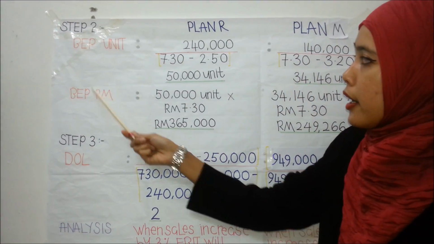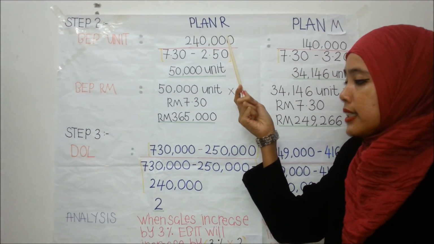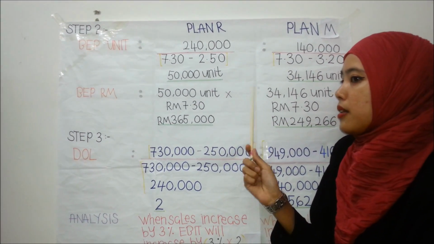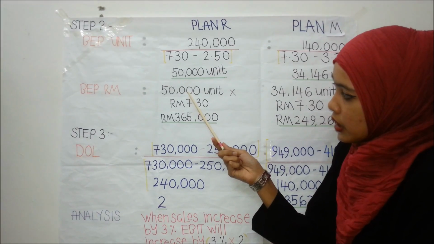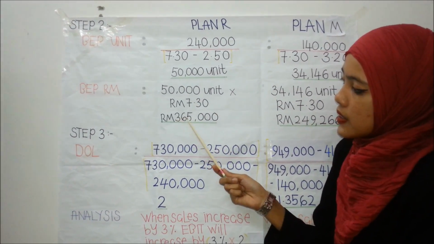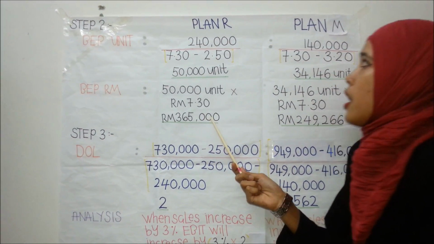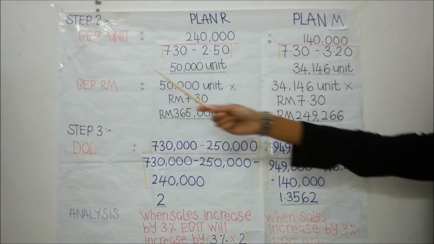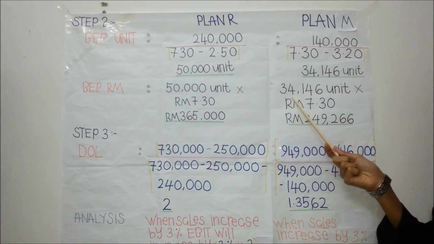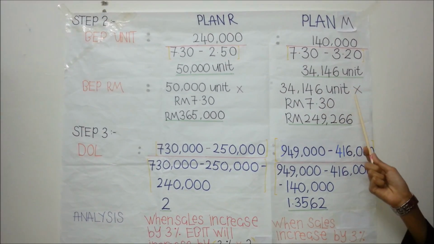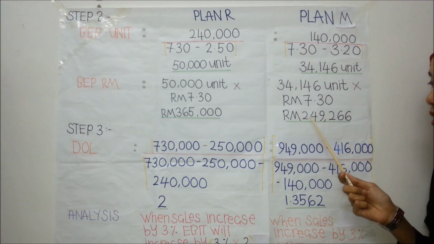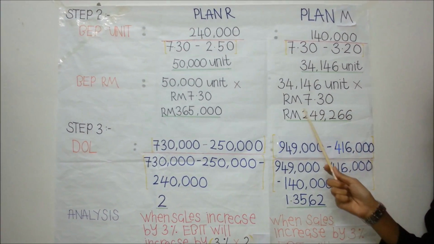And BEP in RM for plan R, we need to take BEP in unit times selling price per unit, so 50,000 units times 7 ringgit and 30 cents, and we will get 365,000. And for plan M, BEP in RM, we need to take BEP in unit 34,146 units times selling price per unit 7 ringgit and 30 cents, and we will get 249,266 in RM.